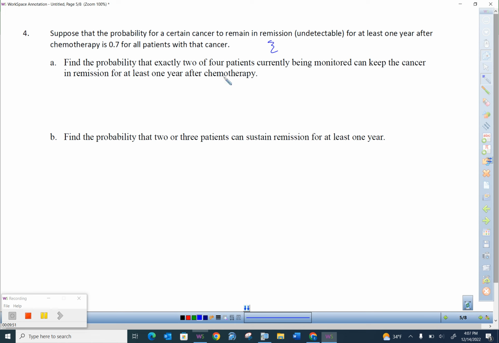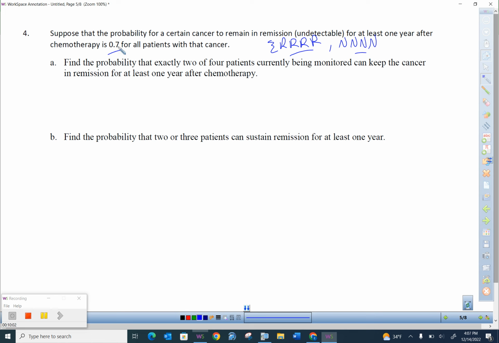Okay, so I've got 4 patients, so I may have remission, remission, remission, remission, and I have not in remission as well. But when we think about these, they're not equally likely because these weren't 50-50. So this means our sample space is useless to us. We have to use our binomial probability. Remember, this is binomial.